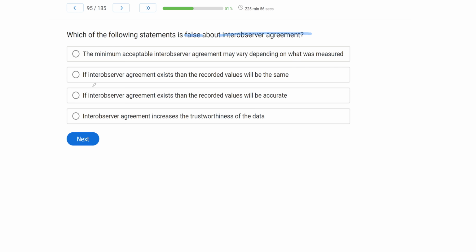So B is going to be true, while C is going to be false. Our numbers can be the same. I can have 7, you can have 7. Those are the same. If the actual number is 8, then those values are not accurate. So C is false. Always read all the answer choices. D, Interobserver Agreement increases the trustworthiness of the data. Absolutely does. So the false statement here is C. If Interobserver Agreement exists, then the recorded values will be accurate. Me and you can both agree on data. We can agree on what we observed, and we can both be wrong. Just because we agree doesn't make us right.